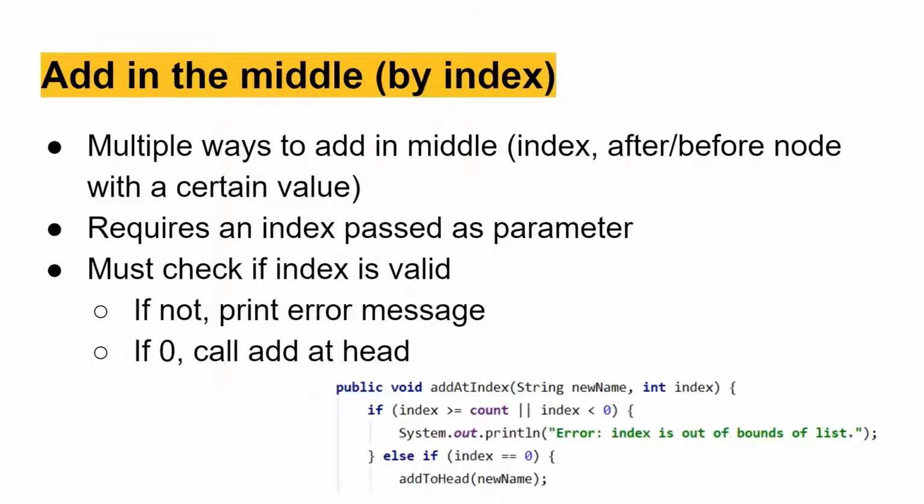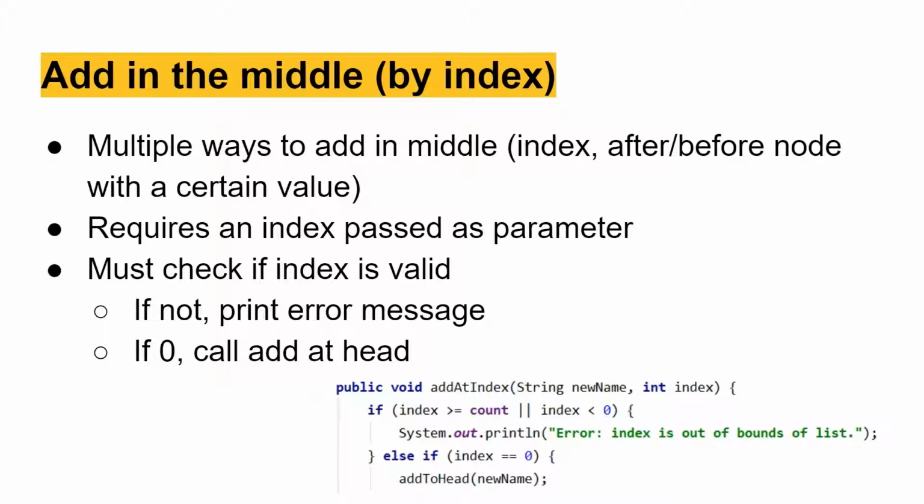So now we're going to talk about adding it somewhere arbitrarily in the middle of the list, maybe in the middle, maybe at the head, maybe at the tail, we don't know. And there's a bunch of different ways to do this depending on what kind of information your node has, or what information your nodes possess. But for right now, I'm going to do this by index.